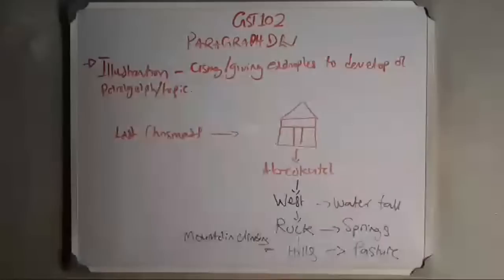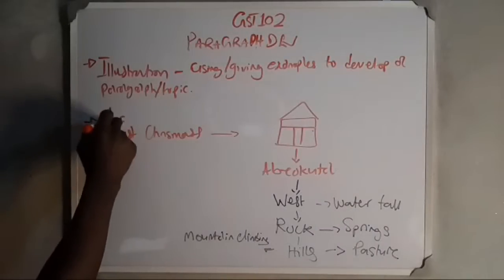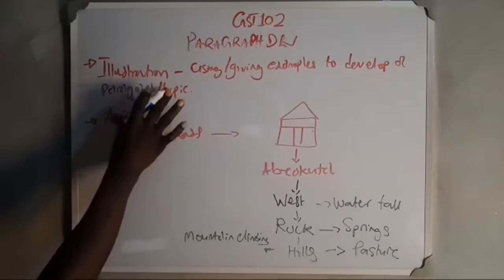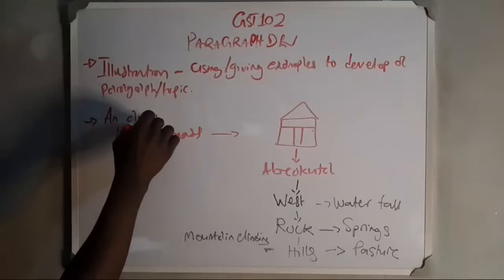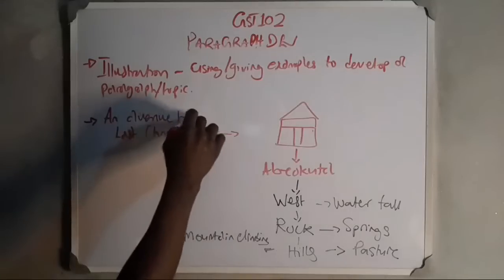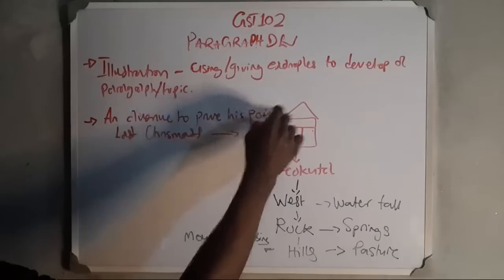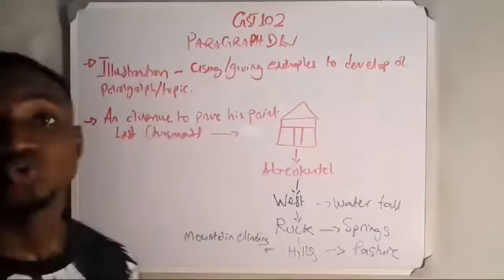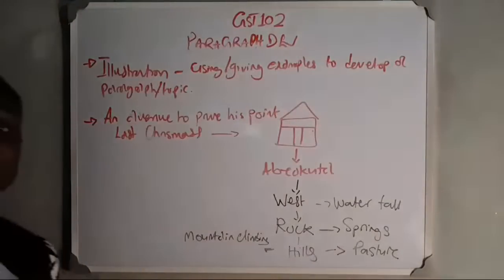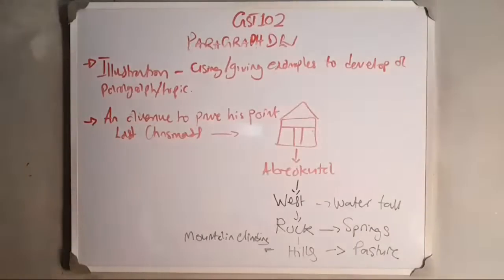All right. It's also an avenue to prove his point. So when a writer uses illustration, it's also an avenue to further prove the point that his generalization is correct because there are sufficient examples.